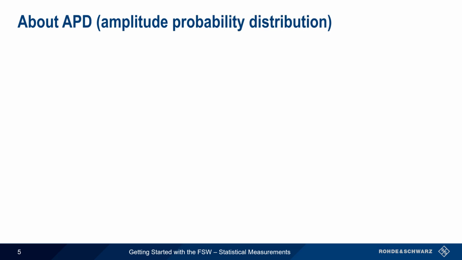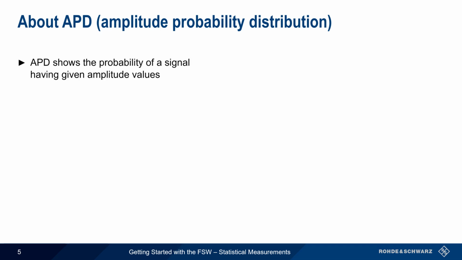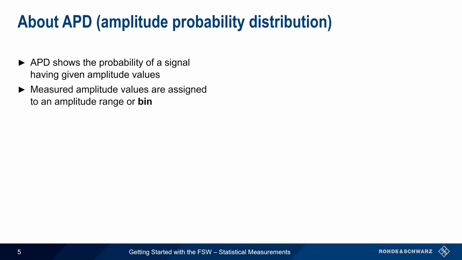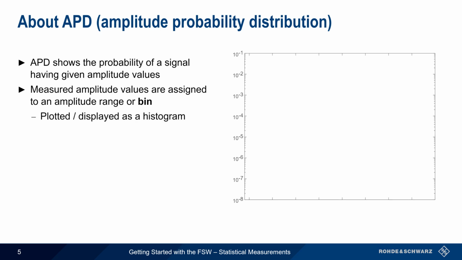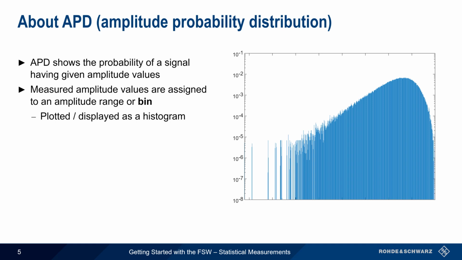Let's pause briefly to explain APD and CCDF. APD is the amplitude probability distribution and shows the probability that a signal takes on a given amplitude value. The amplitude values of the signal are measured and assigned to amplitude ranges, or bins, and these are then plotted or displayed in the form of a histogram.